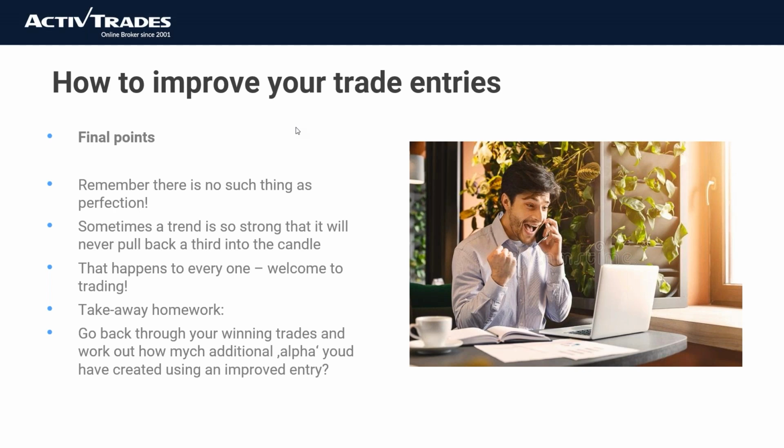Go back through your winning trades, ladies and gentlemen, and work out how much additional alpha you could have created if you'd used the improved entry and the consistent targeting, 261 or 423 targeting. Just have a look at some of the trades you've taken. Was it possible for you to, A, get the improved entry, and B, achieve a better reward to risk? And could that help you in terms of generating positive expectancy going forward in your own trading?